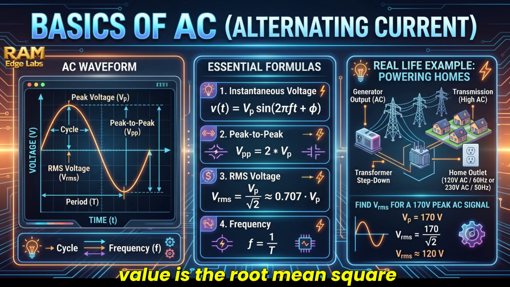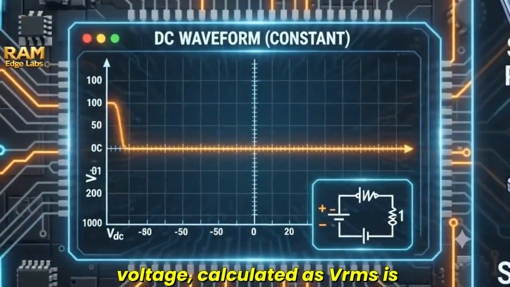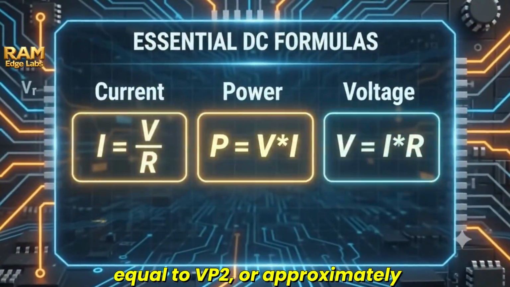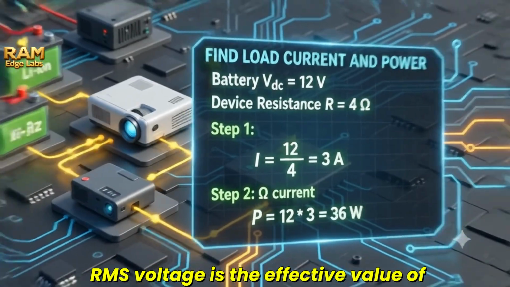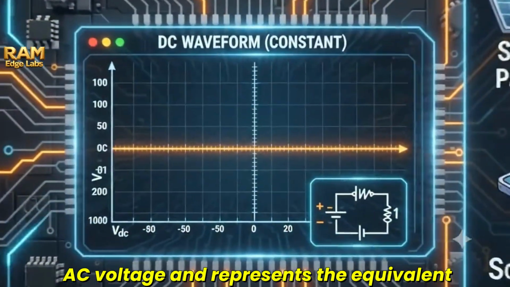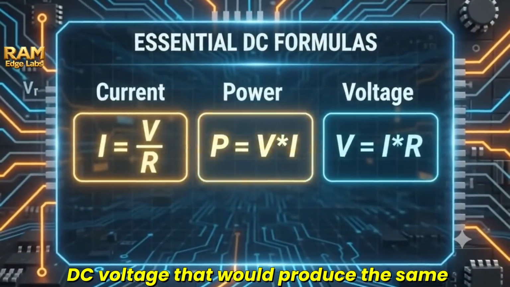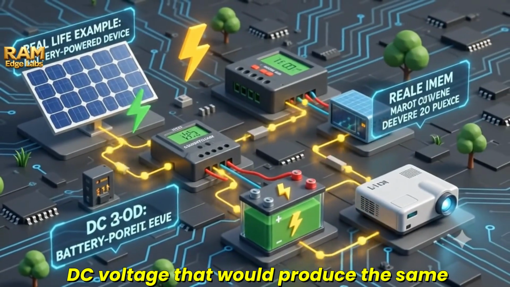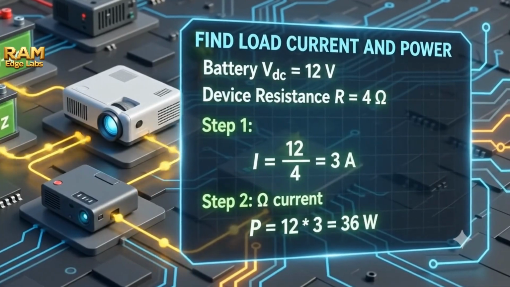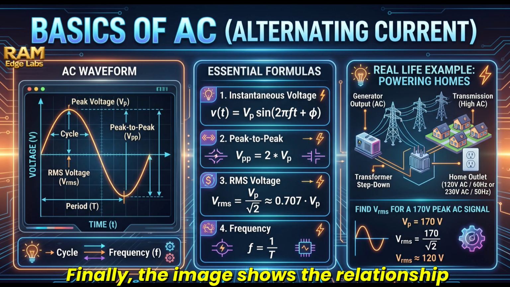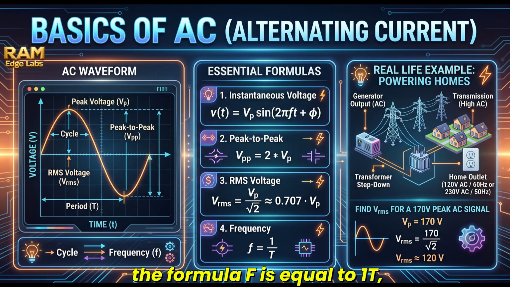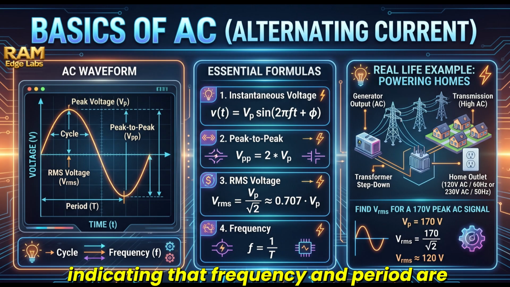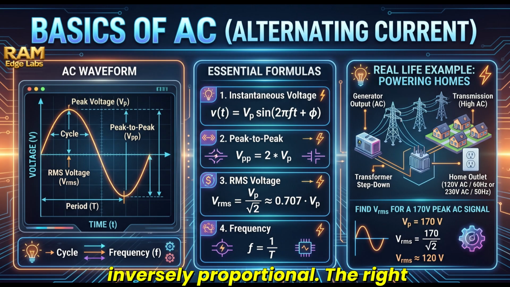Another important value is the root mean square, RMS, voltage, calculated as Vrms = Vp/√2, or approximately 0.707 times Vp. RMS voltage is the effective value of AC voltage and represents the equivalent DC voltage that would produce the same amount of heat in a resistor. Finally, the image shows the relationship between frequency and time period using the formula f = 1/T, indicating that frequency and period are inversely proportional.